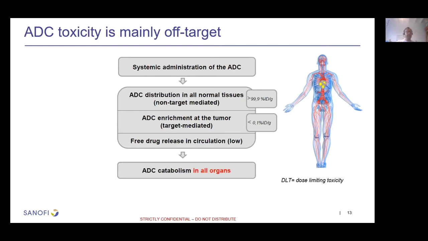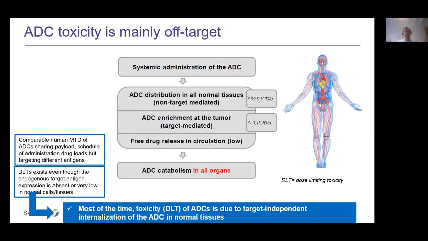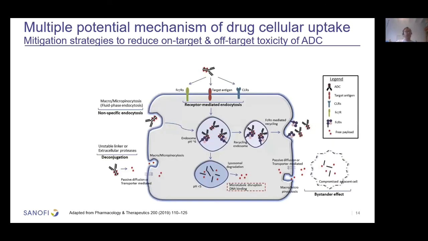And most of the time, the so-called dose-limiting toxicity of ADC is really due to target-independent internalization of the ADC in normal tissue. The combination of linker and payload is very important to limit this off-target toxicity. In the next slide, I will show you different strategies that are being developed to avoid this target-independent uptake in normal cells.